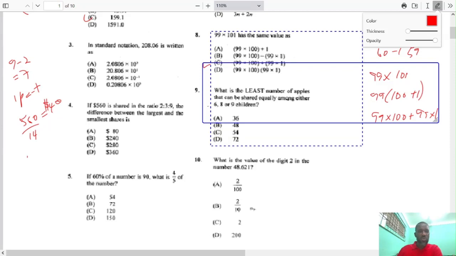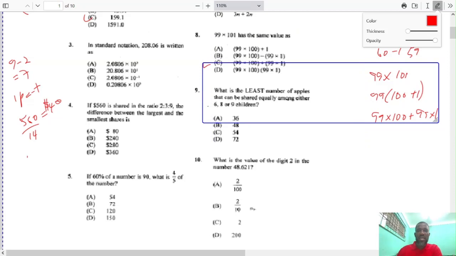If we look at 72, it is divisible by all three numbers. So we have 72 over 6, and that will give you 12. Then we also have 72 divided by 8, and that will give you 9. And 72 divided by 9 will give you 8. So 72 is divisible by all three numbers. Therefore, the least number of apples that can be shared is D, which is 72. All right.